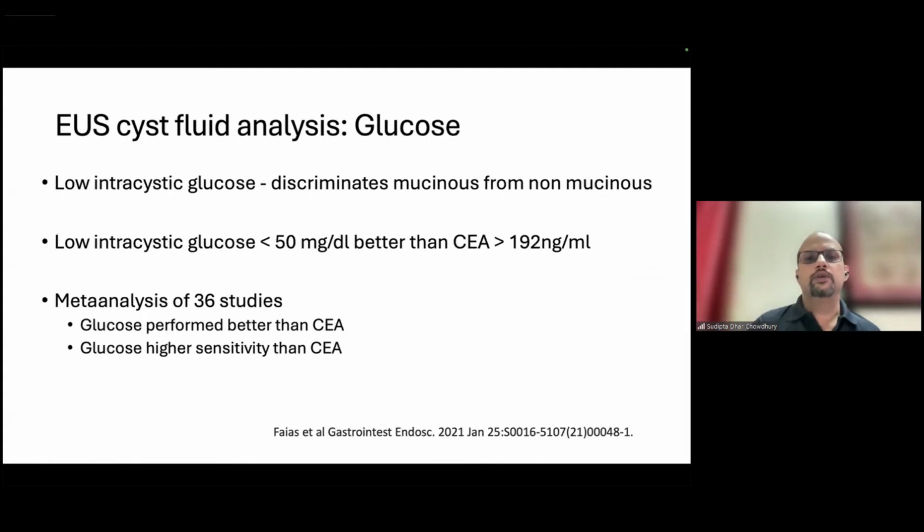An easier way to determine a mucinous lesion is to look at the glucose content of the fluid aspirate. And this can be done in the endoscopy room itself with a simple glucometer. If the intracystic glucose is less than 50 milligram per deciliter, then it discriminates between mucinous and non-mucinous, and this performs better than CEA of 192. A meta-analysis of 36 studies showed that glucose performs better than CEA, with a higher sensitivity, in discriminating mucinous from non-mucinous lesions. So mucinous lesions have very low intracystic glucose.